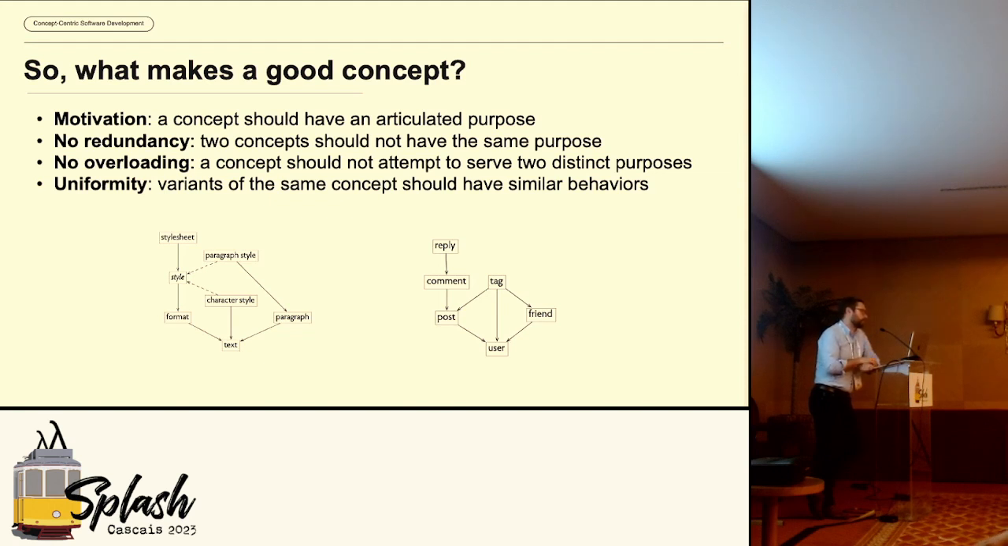And then uniformity, which is variants of the same concept should have similar behaviors, right? When you have a comment box or a chat box, maybe the bolding and the rich text formatting should feel similar because they're sort of similar concepts. And these are two sort of dependency diagrams that Dr. Jackson put together of a basic word processor and a social network, right? So the concept graphs of the core things you have to know as a user to use this software. And that's really the core of the paper and then the later book.